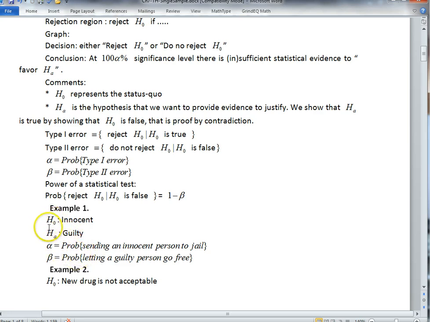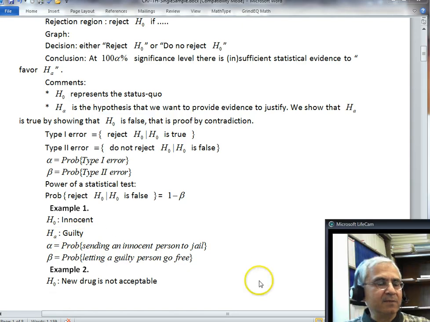Here's an example: in a court case, usually the status quo is that everybody is innocent until proven guilty. You know that principle. So the status quo H0 would be innocent, and the alternative is guilty. So if you take someone to court, you want to prove them guilty, and that makes sense. So you have the burden of proof, and typically you want to prove them guilty. That's hard. So you just try to say they cannot be innocent.